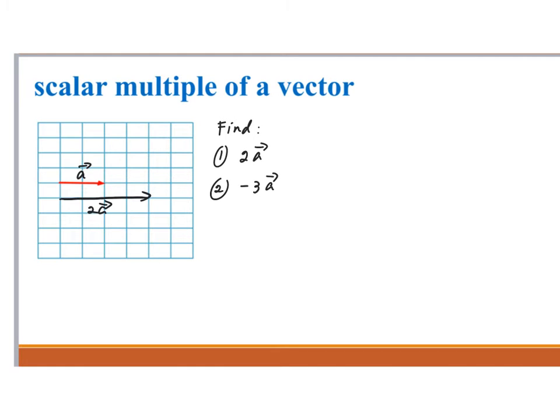Vector negative 3A, on the other hand, will be the vector whose length is 3 times A and in the opposite direction. So it will have a length of 6, but the direction is here. So that's vector negative 3A. The numbers 2 and negative 3 here are called scalar multipliers, and 2A and negative 3A are called scalar multiples of the vector A.